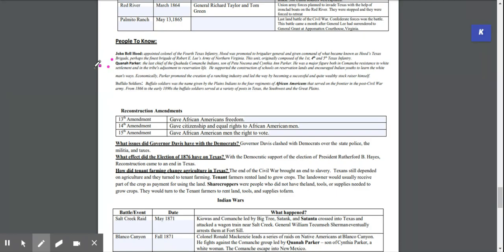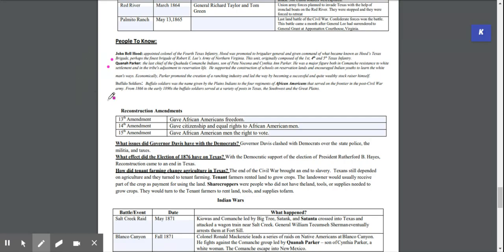Quanah Parker, the last chief of the Kwahadi Comanche Indians, son of Peta Nocona and Cynthia Ann Parker. He was a major figure both in Comanche resistance to white settlement and in the tribe's adjustment to reservation life. He supported the construction of schools on the reservation lands and encouraged Indian youth to learn the white man's ways. Economically, Parker promoted the creation of a ranching industry and led the way to becoming a successful and quite wealthy stock raiser himself.